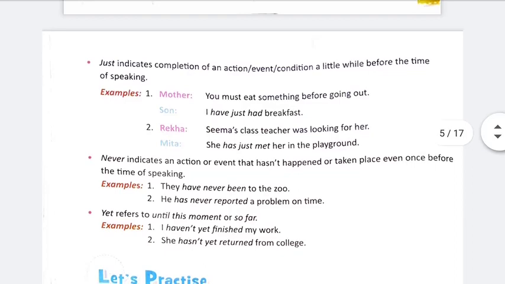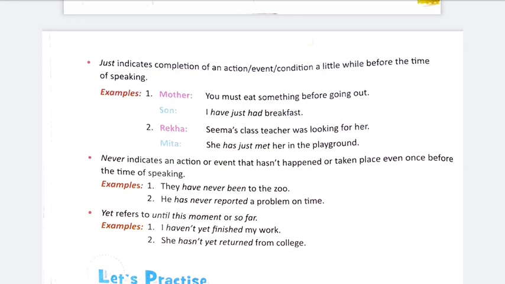Just indicates completion of an action a little while before the time of speaking. Just completed means just before the speaking ends, the work is also over. For example, she has just met her in the playground.